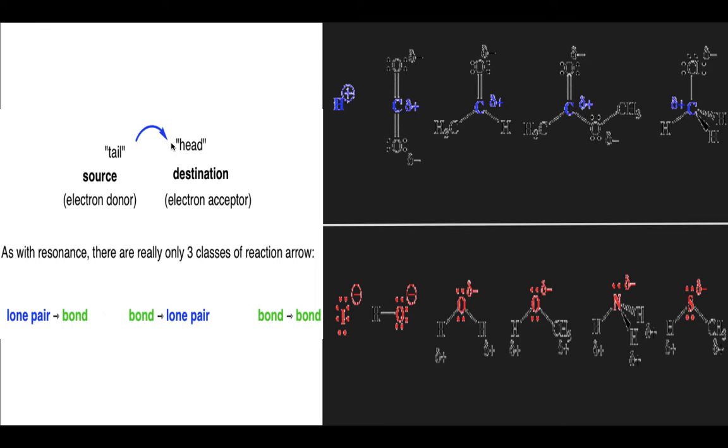There are three possible ways an electron can flow. It can originate from a lone pair and then be used to form a bond. It can originate from a bond and be used to form a lone pair, or it can be used to form a bond originating from a bond.